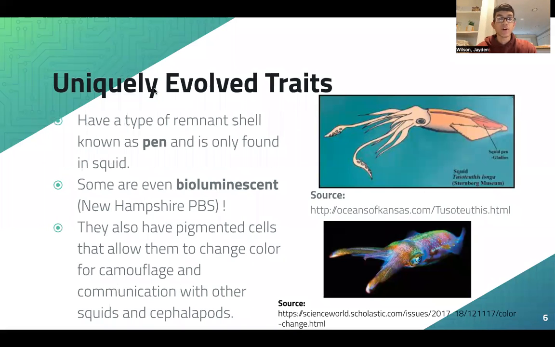So some uniquely evolved traits that the squid have, like I said earlier from the anatomy diagram, they have this pen here that they use, and it's only found in the squid. Some of these squids are even bioluminescent, which is not necessarily unique, but I think it's cool to add here because they're able to use this trait to change colors for camouflage and communication with other squids and stuff like that.